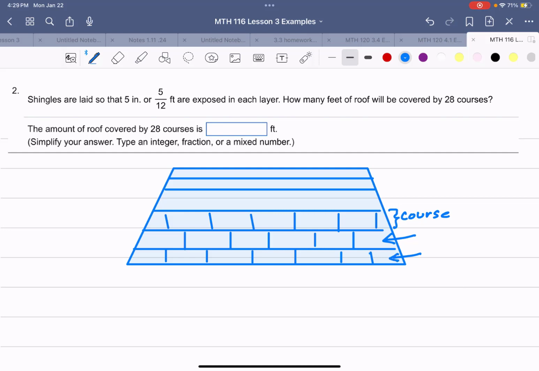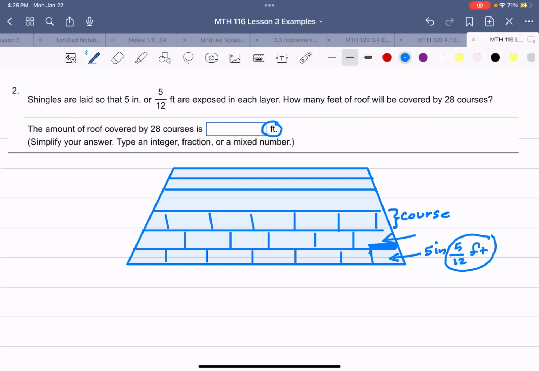So there's a certain amount. Here's this first shingle here that's underneath, right? So that part doesn't show. But this part, they say there's 5 inches, which is 5/12 of a foot. Okay? 5/12 of a foot. And they want this in feet, so we have to use the foot measurement.